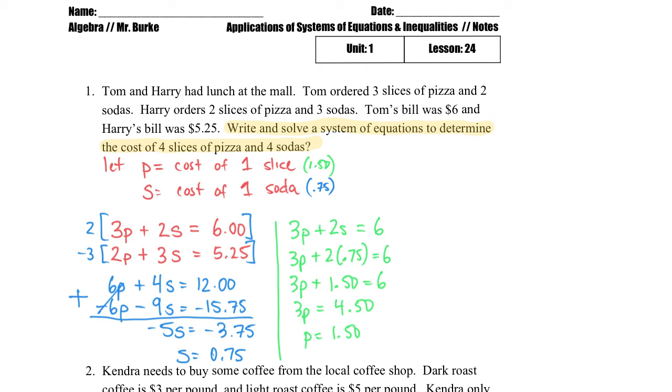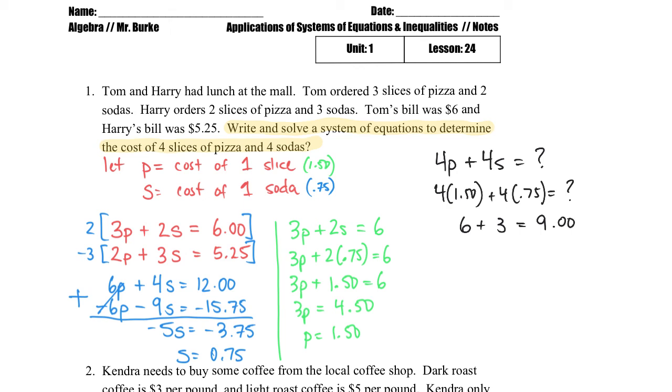So what do I need to do now? I need to know what 4 slices of pizza and 4 sodas cost. So a slice of pizza is $1.50 and a soda is 75 cents. I need to know what that costs. So I'm going to go to my calculator. This is going to be $6 and this is going to be $3. So my total is $9.